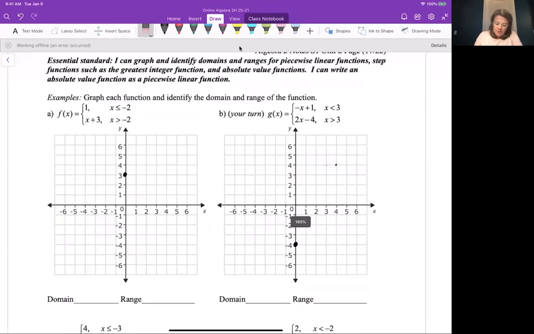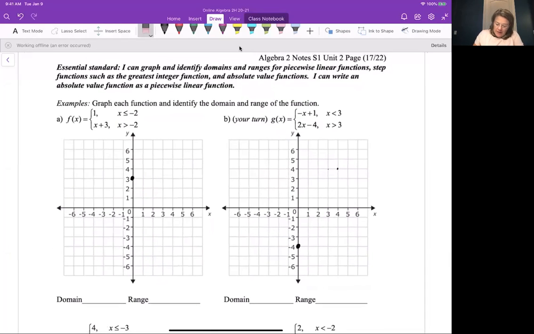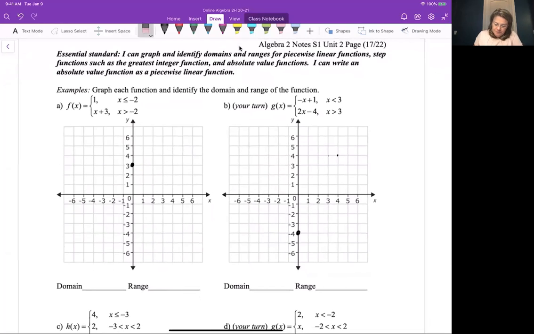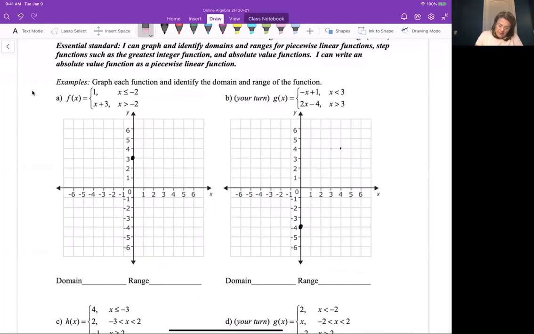All right, we're continuing on with the standard. Not sure why that's doing that. In section 2.5, graphing different linear functions, step functions, integer, greatest integer functions, and absolute value functions. We haven't got to that part yet, but that's okay.